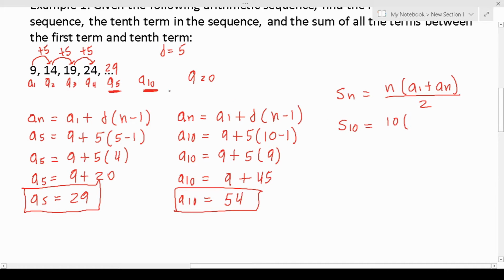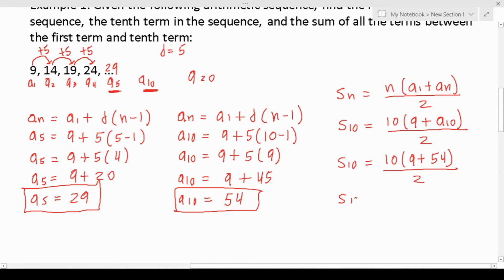This is going to be a sub 1, which we identified as 9, plus a sub n. In this case, a sub n is going to be a sub 10, and we'll fill that in just a second. That's over 2. Let's go ahead and keep working this out. This is going to be 10 times 9 plus a sub 10. Thankfully, we figured that out already. Otherwise, we would have to use this formula again. So a sub 10 is the same as 54, which we got right here, all over 2.